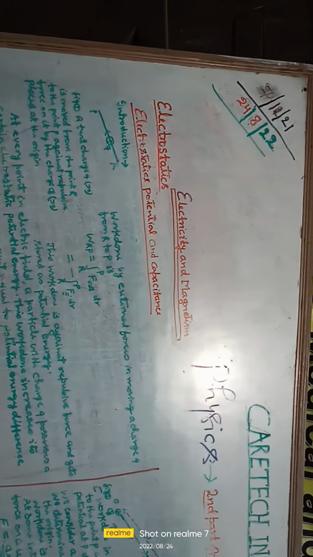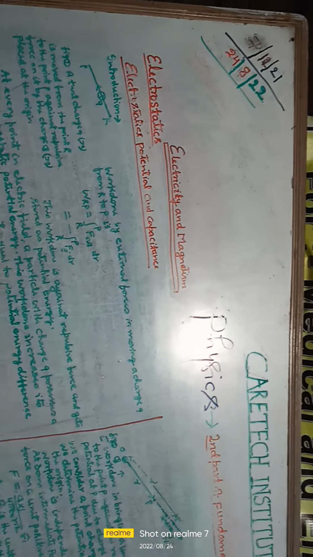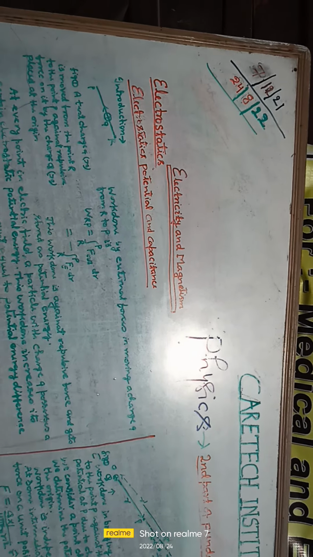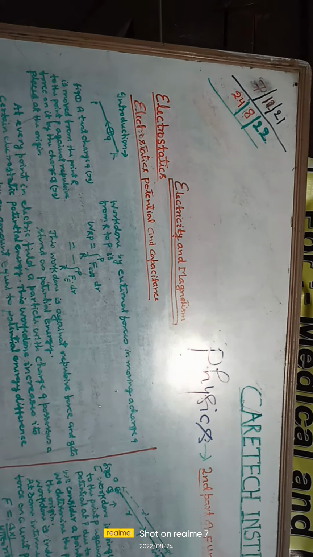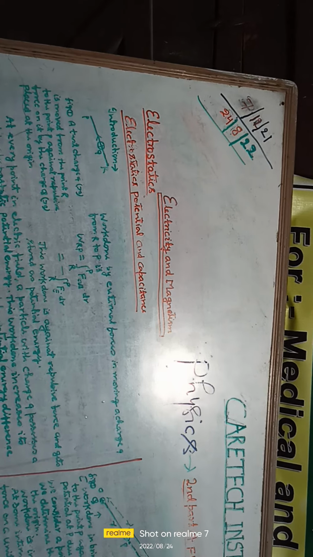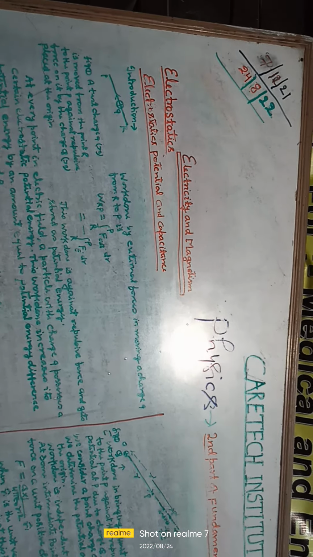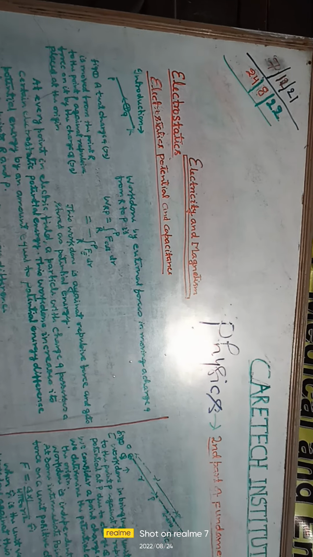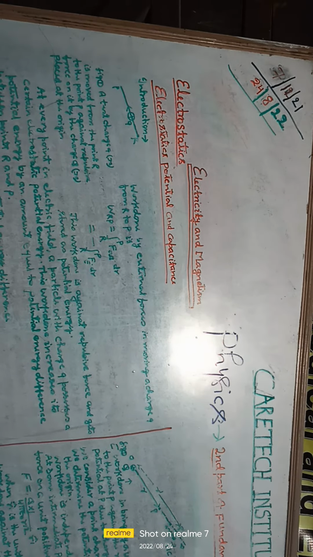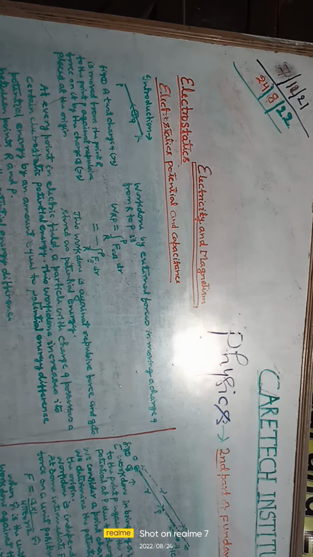Today we shall study about electrostatic potential and capacitance. In electrostatics, as shown in the figure, the charge Q is moving from P to R.